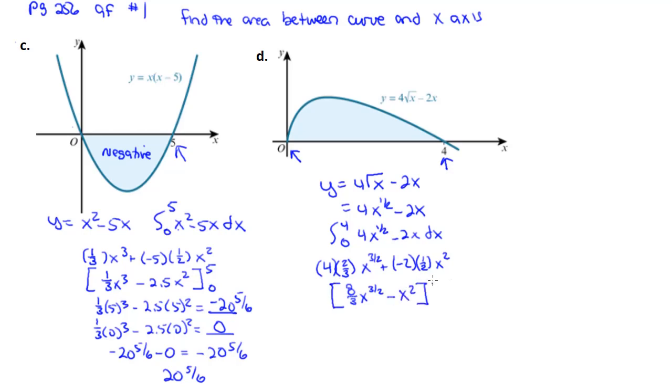And all we've got to do is substitute in our boundaries, our limits of 4 and 0, and then subtract them. So when we substitute 4 in for the first one, we should get 16/3. And then when we put in a 0 for the second one, we should get 0. And when we subtract them, we're going to get 16/3 minus 0 is going to be 16/3.